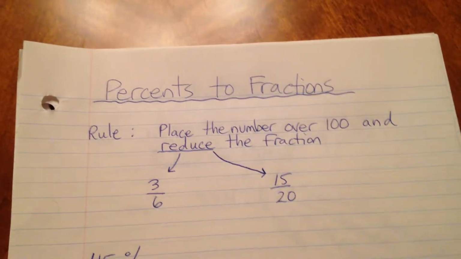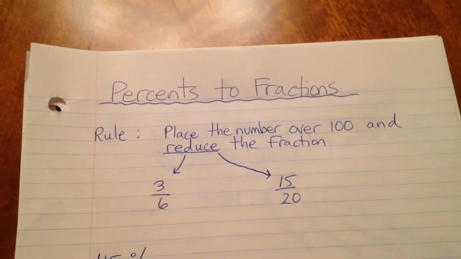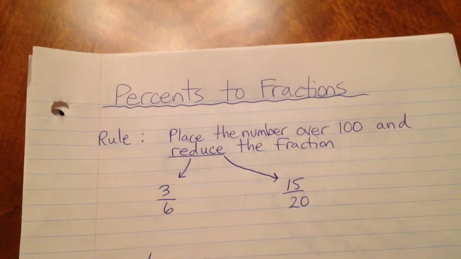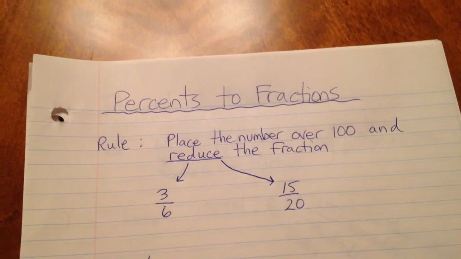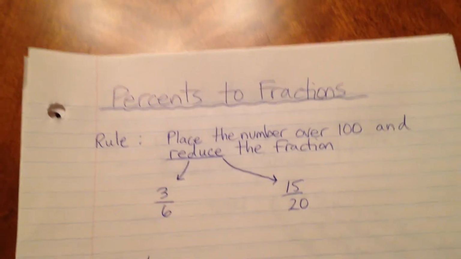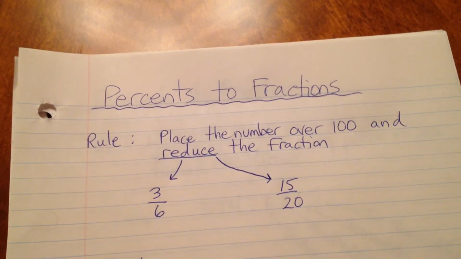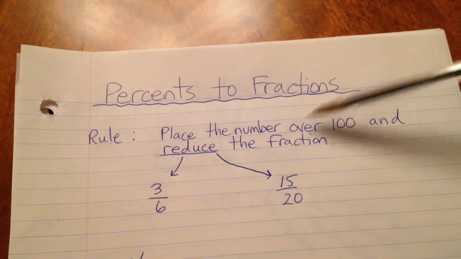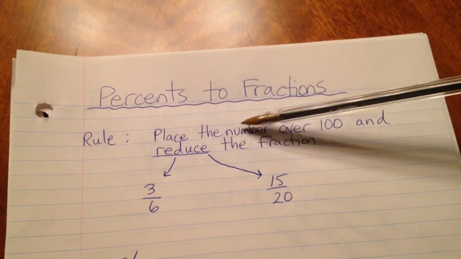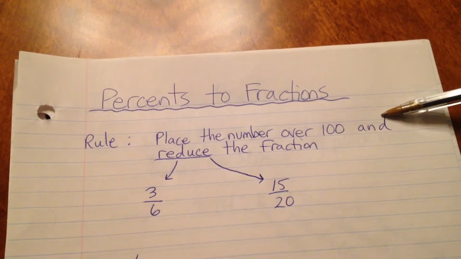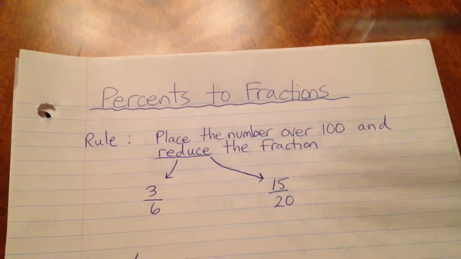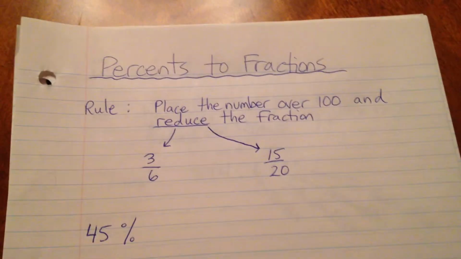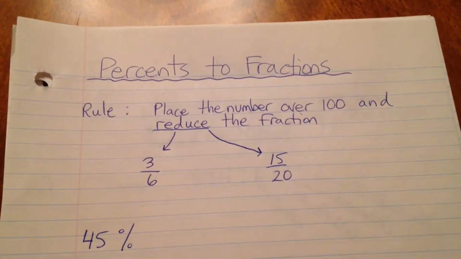Hello again. This is our lesson on percents to fractions. This is one of the most difficult. There's a couple. This is one of them. So this is where students will find it challenging. Here's the rule. To change a percent to a fraction, you place the number over 100. So you place the percent number, for example, this number over 100, and then you reduce the fraction.